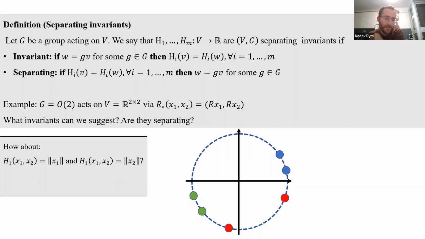But if I also add the distance between the first and second point, right? So this is also invariant, and according to these 3 invariants, I can already see that the red and the blue are not the same, because the difference between x1 and x2 here is much bigger than here. Essentially, these 3 invariants are separating invariants. Okay, so that's the definition.